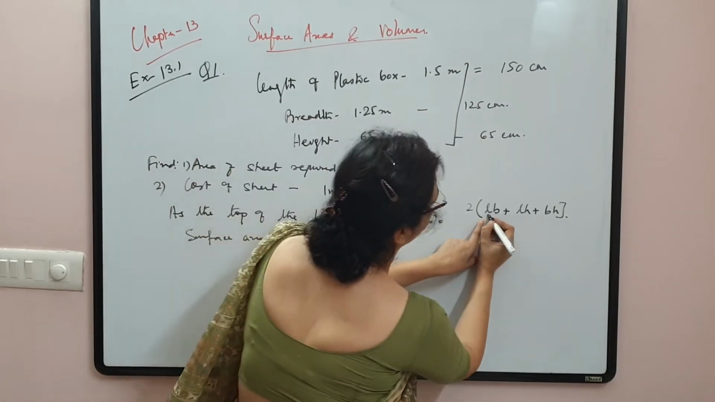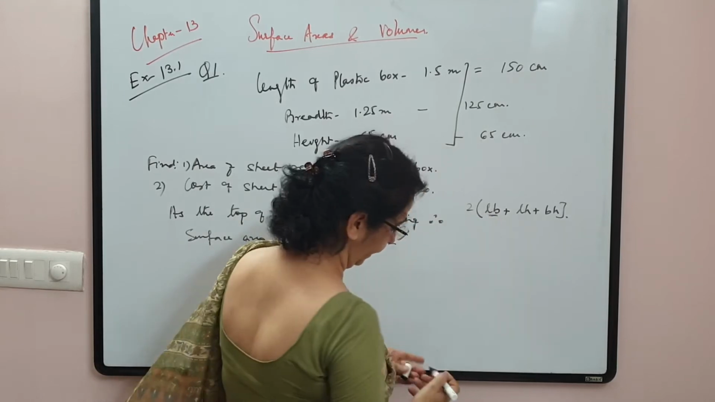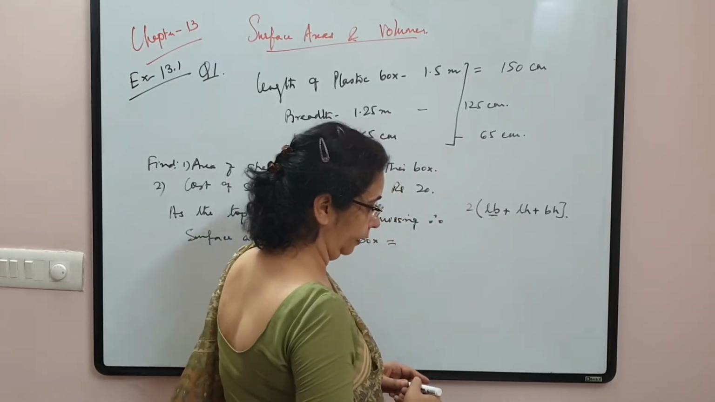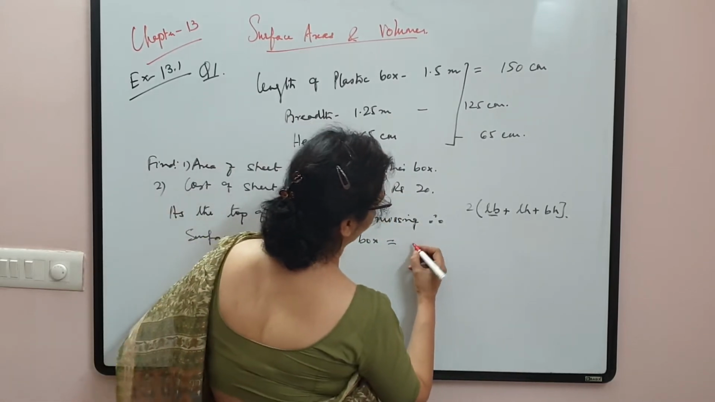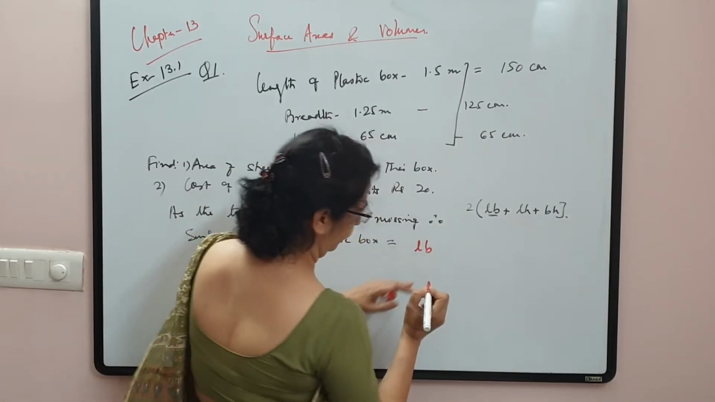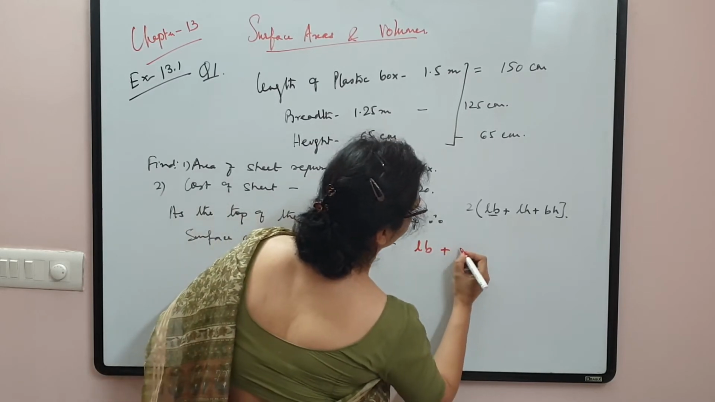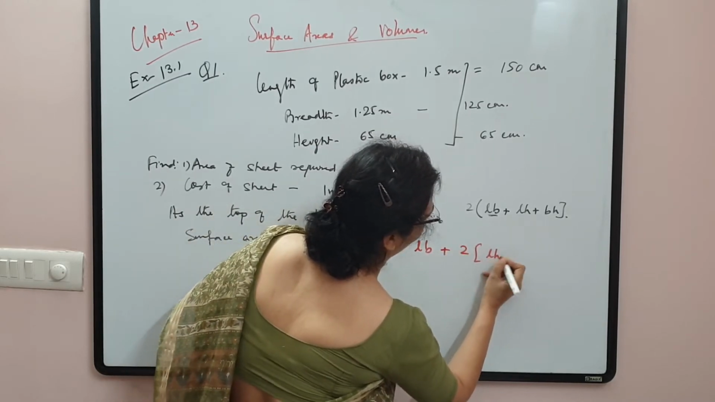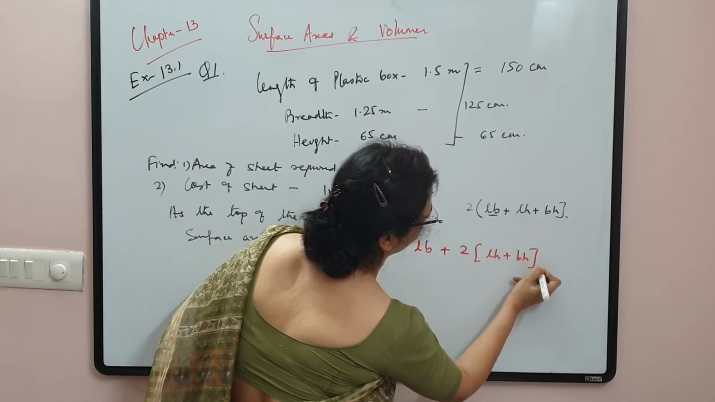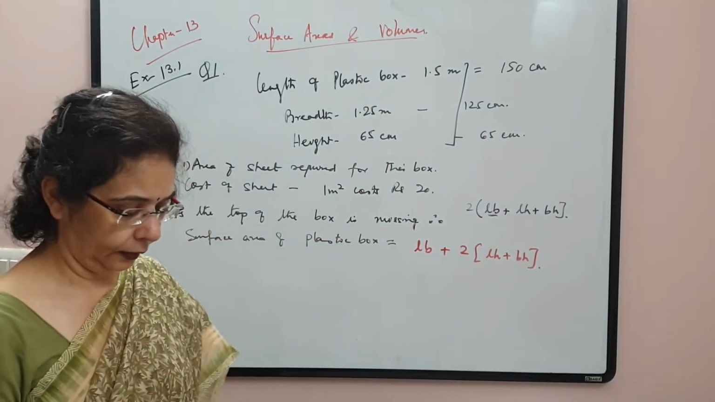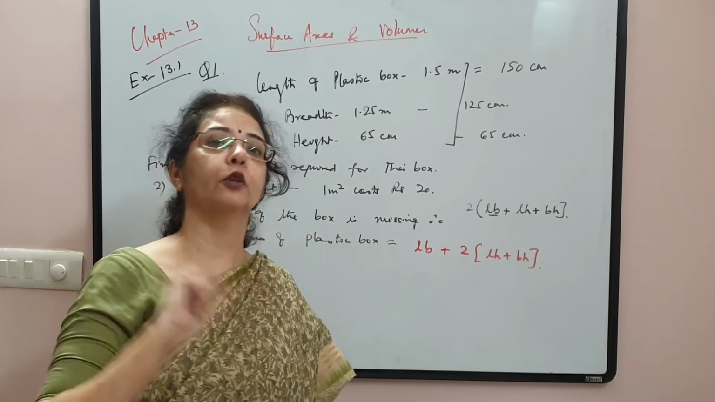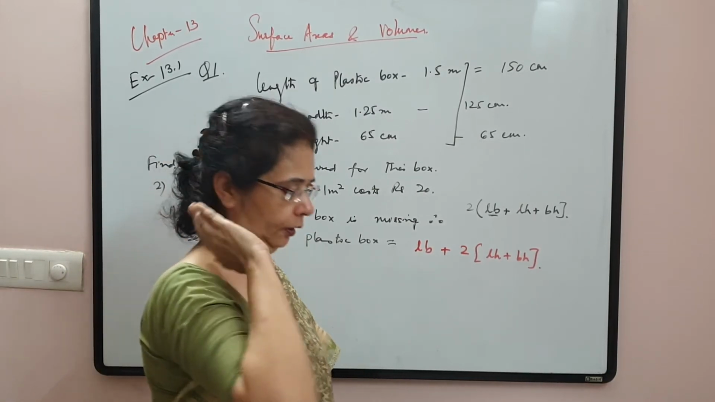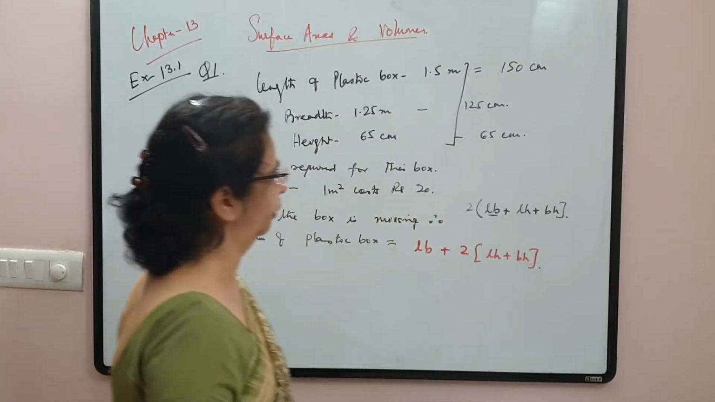That means LB does not come with a 2. Alright, LB is single, it does not have a duplicate. So the surface area will be L into B, this is single, plus twice into LH plus BH. Right? That is, the floor is there and the 4 walls of the box are there. The ceiling is missing, the top is missing.